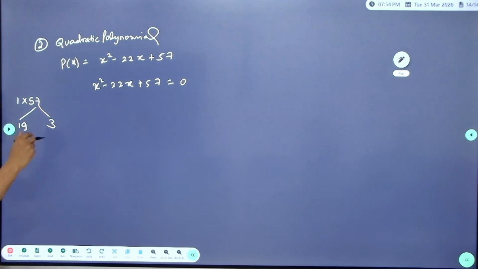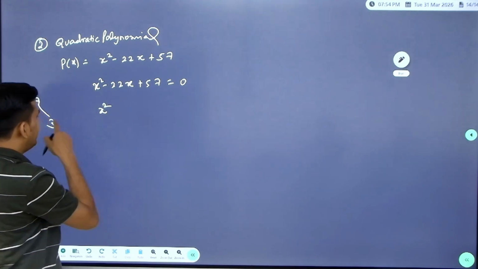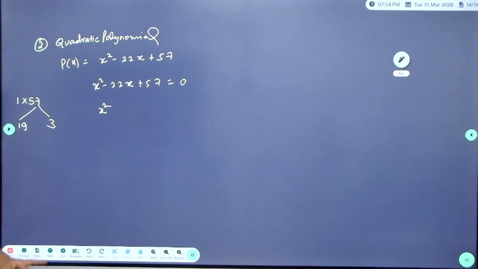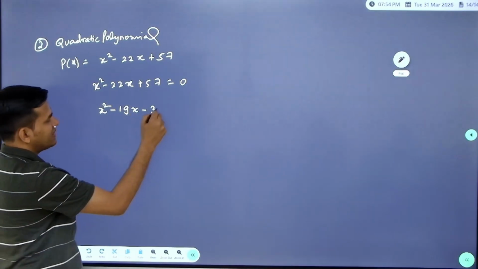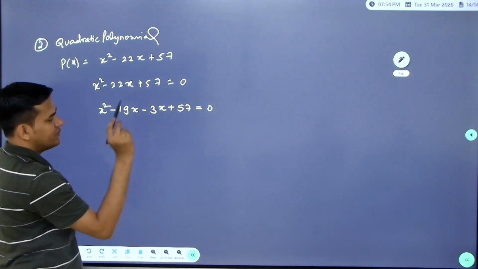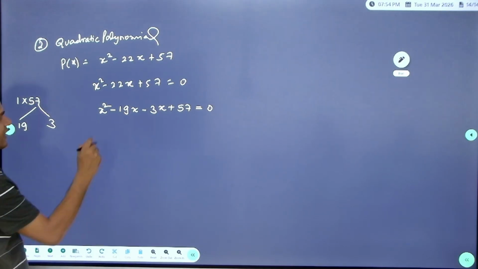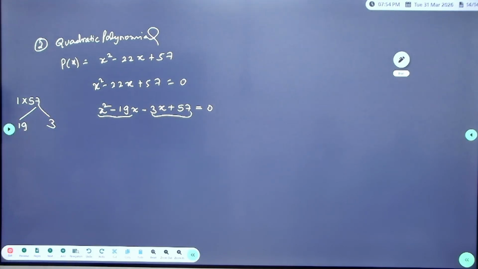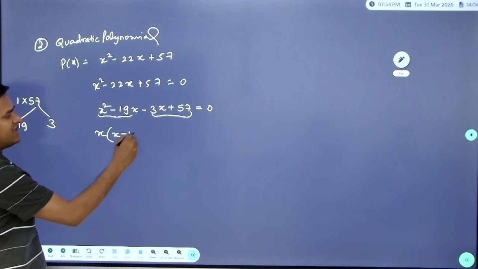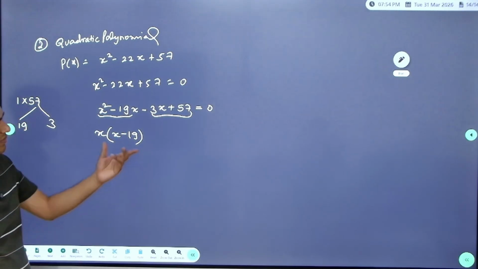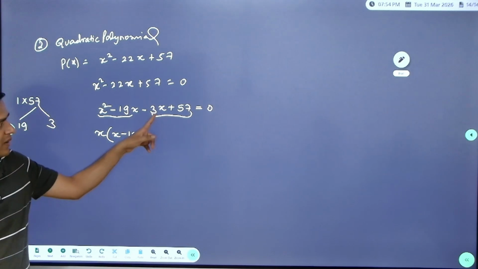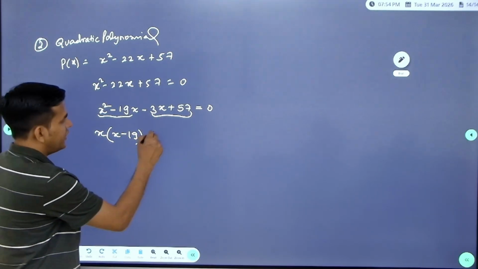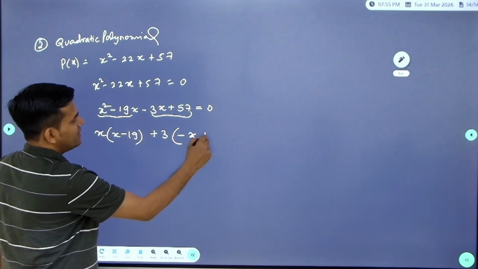So x square minus, now we can break this middle term into 19 and 3. But this is negative, so we have to write both 19 and 3 as negative. So x square minus 19x minus 3x plus 57 is equal to. Now we can use grouping. These two groups we can make. In these two, x is common, so we can write x minus 19 here. Here we can take plus 3 common or minus 3 common. But if we take plus 3, then it will become minus x plus 19.